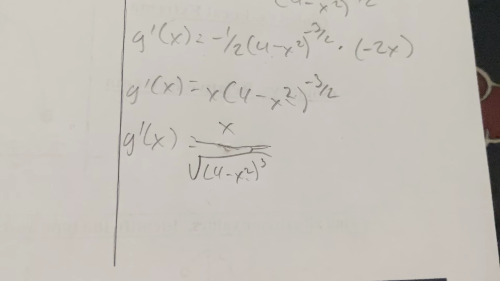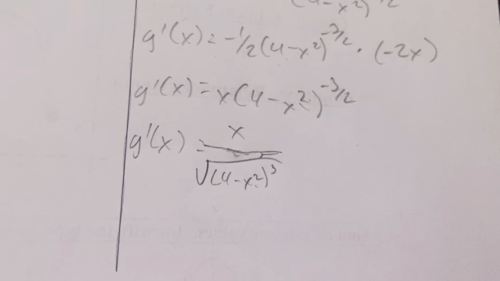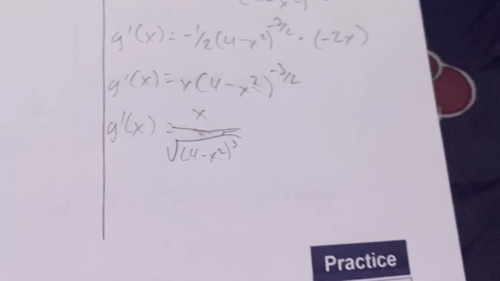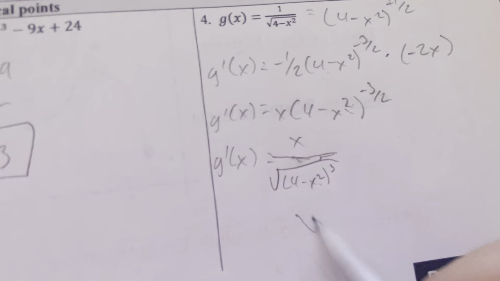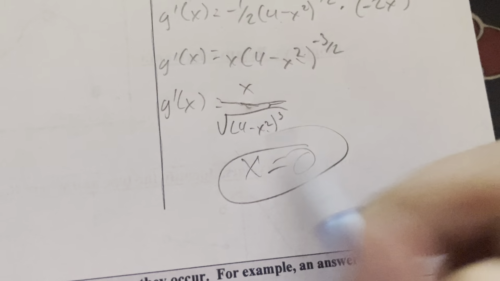So moving on, how do we make the equation equal to 0? Immediately we just make x equal to 0, and that works. So x equals 0 is our critical point.